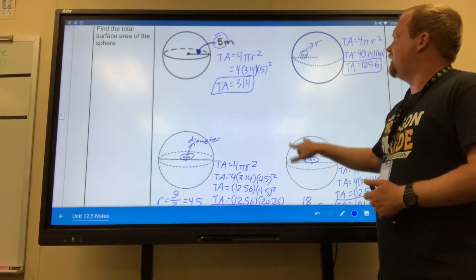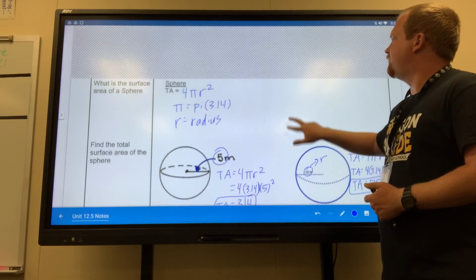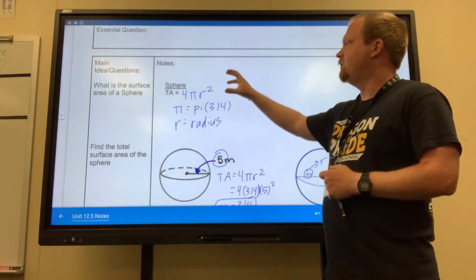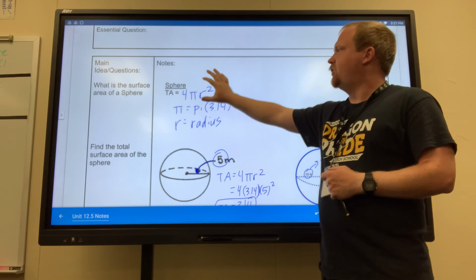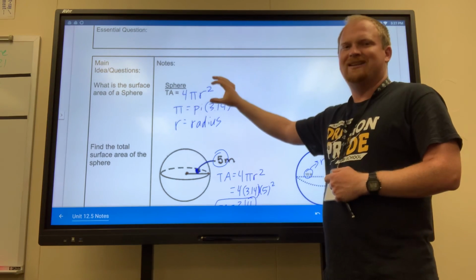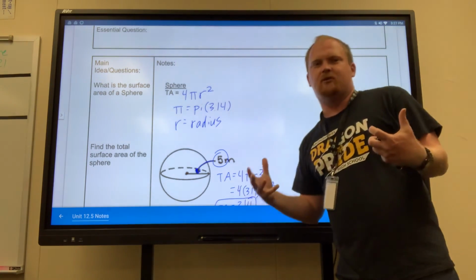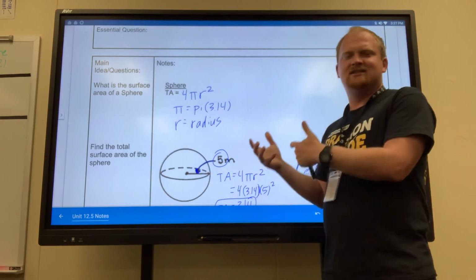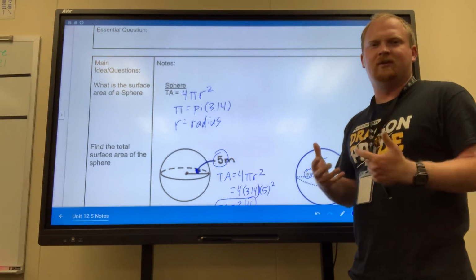So the big thing that we have to remember is that for a sphere, the surface area is 4 pi r squared, where we just have to know what the radius is. As long as we know pi to be 3.14 and we know the radius, we can find the surface area of a sphere.